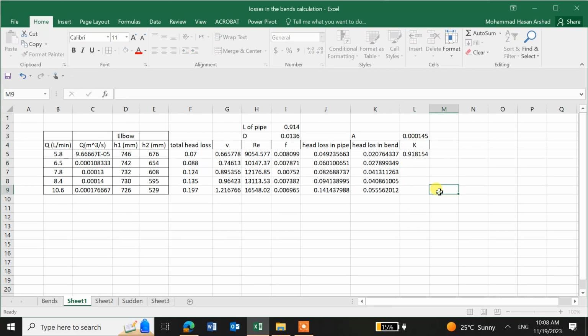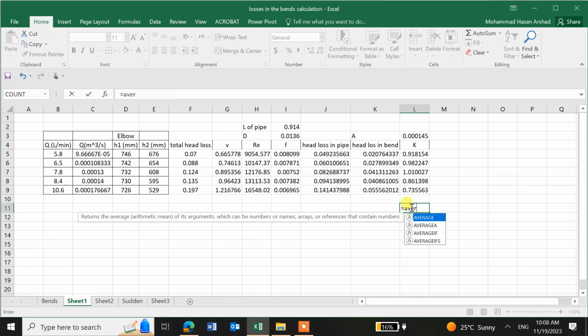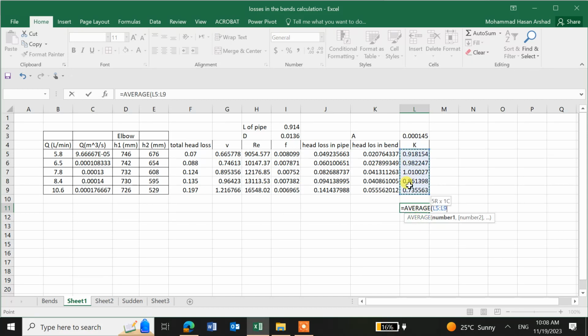So K is 0.91. This is elbow, right? Short elbow, extended elbow. Now you can see K values are close, 0.91, 0.98. This one is a little bit less. So the average of these will be 0.9.